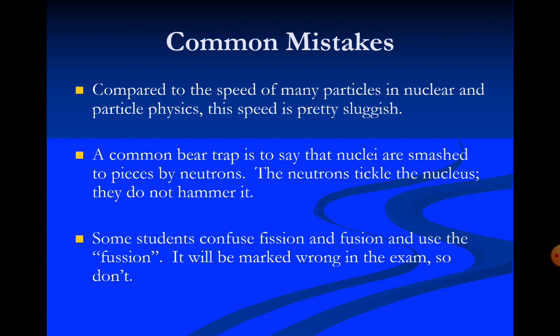Okay, now some common mistakes. If we compare the speed of many particles in nuclear and particle physics, it is pretty sluggish. Remember, we tend to say that nuclei are smashed to pieces by neutrons, but it's actually more like tickling the nucleus with neutrons. So we are talking about neutrons with a relatively slow velocity. And don't forget not to confuse: fission is splitting up, fusion is coming together.